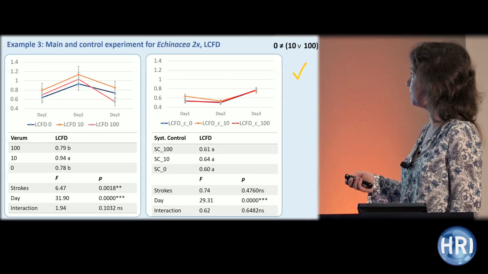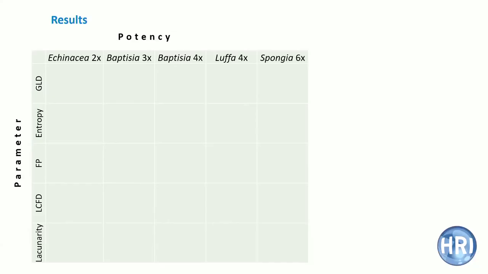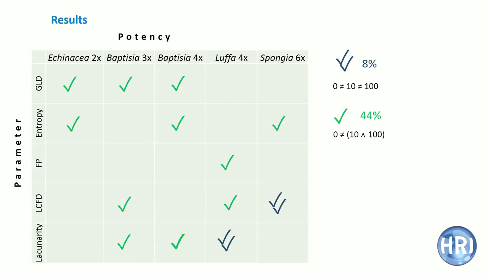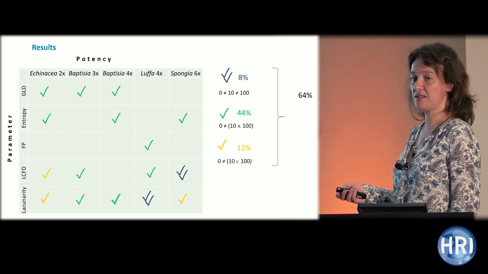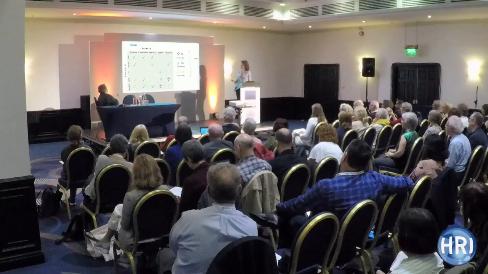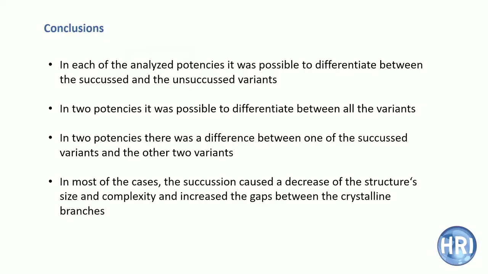So here in this table you can see our five remedies, and here are the parameters. In two of the samples, all variants could be significantly differentiated. In 44% of cases, the unsuccussed variant could be significantly differentiated from the two succussed variants. And in three cases, there was a difference between one of the succussed variants from the other two. However, in 64% of cases, there was a significant difference. In most cases, the succussion caused a decrease of the structure's complexity and it increased the gaps between the crystalline branches.